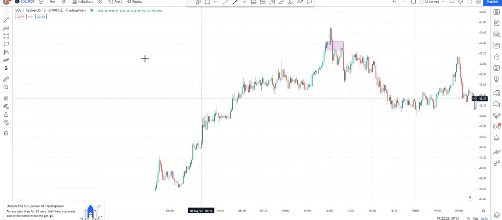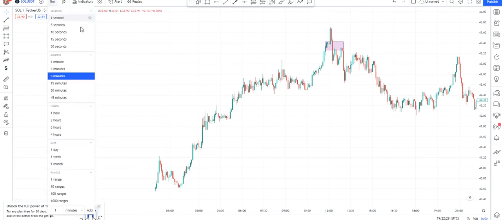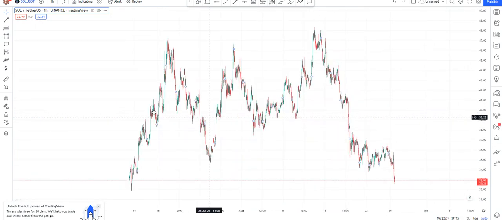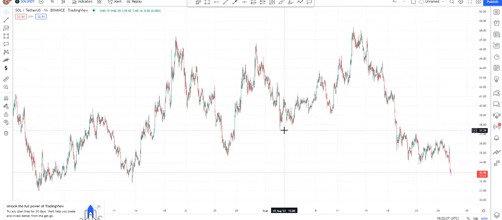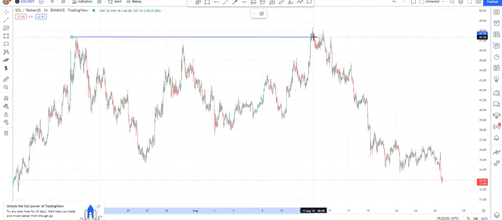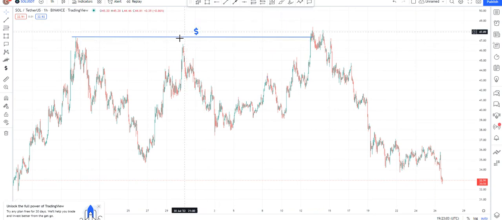Let me just look for a certain type of condition, like what I explained. Okay, here we have a stop run. You can see a very nice stop run here. So over here, liquidity was taken out. Okay, so that was taken out, confirmed.